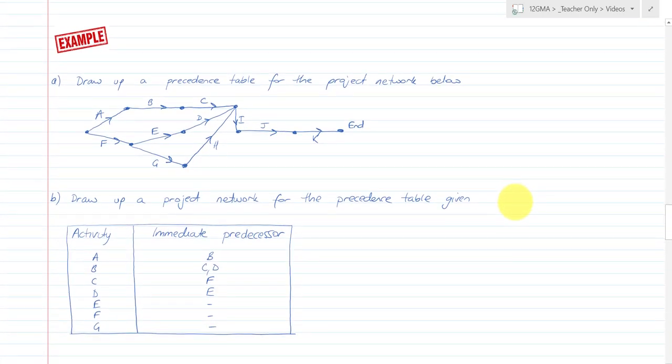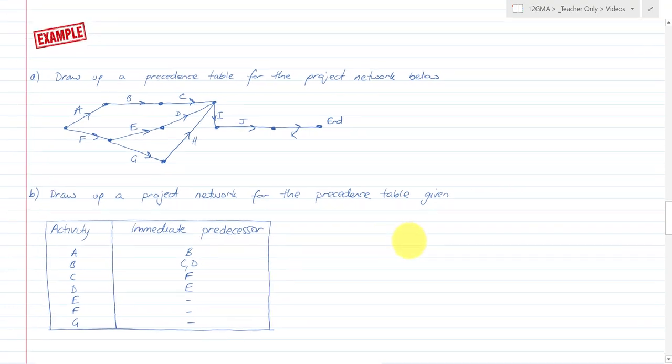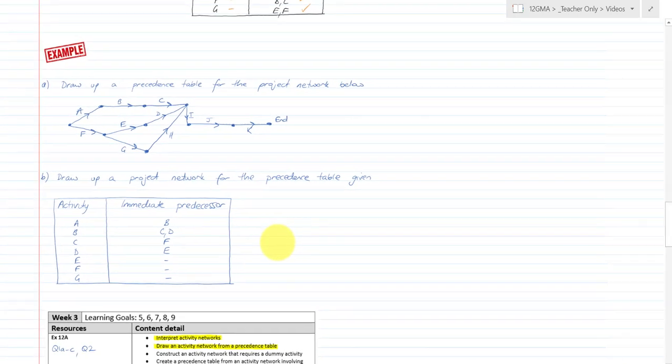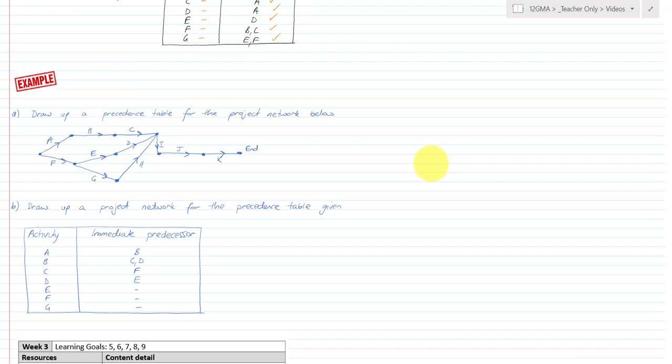We're going to draw up a precedence table for the project network below. And then we're going to draw up a project network for this precedence table. So I won't do the whole table, but I will just mock one up now, and you'll see it in speed play. Okay, so there's my precedence table with no borders, and I've got my activity written as act, my immediate predecessor as IP, and let's have a look.